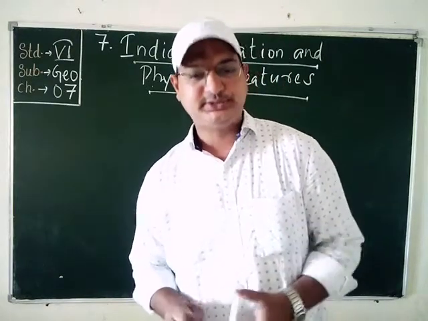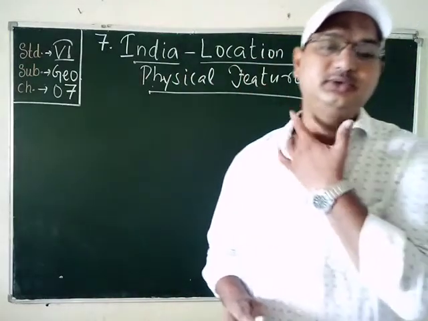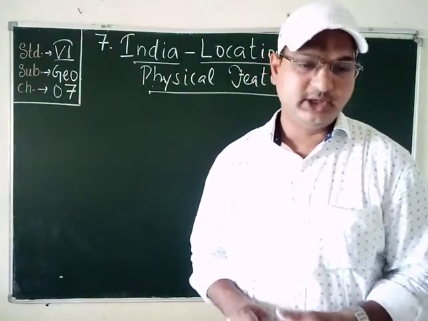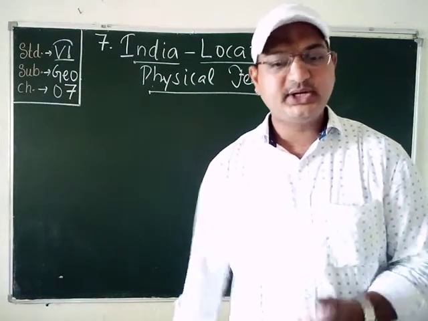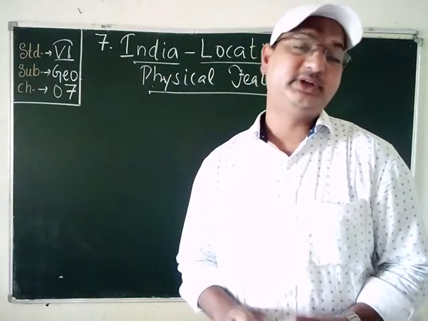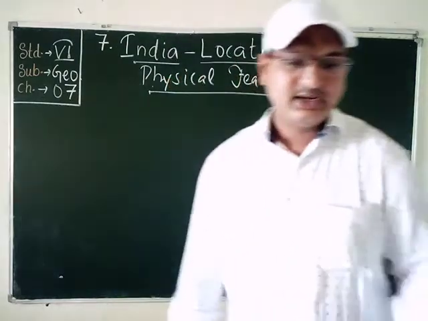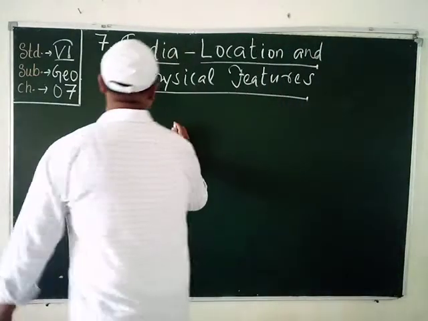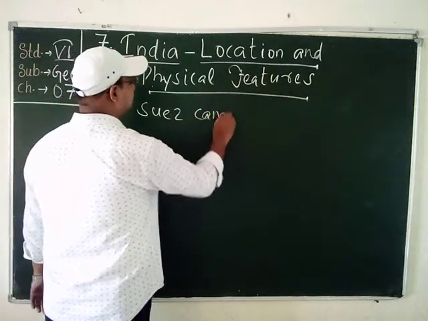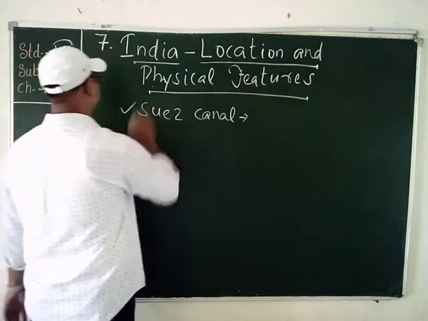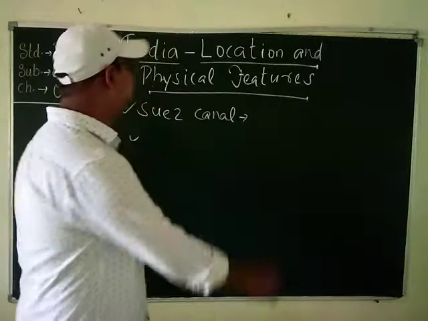Students, to the southeast lie the equatorial Southeast Asian islands with several volcanoes, and the continent of Australia, which is rich in minerals and animal resources. India is connected to Europe through the Suez Canal, and with China, Japan and Australia through the Malacca Strait. Students, India is connected with Europe by the Suez Canal. This is important. Then it is connected with China and Japan through the Malacca Strait.